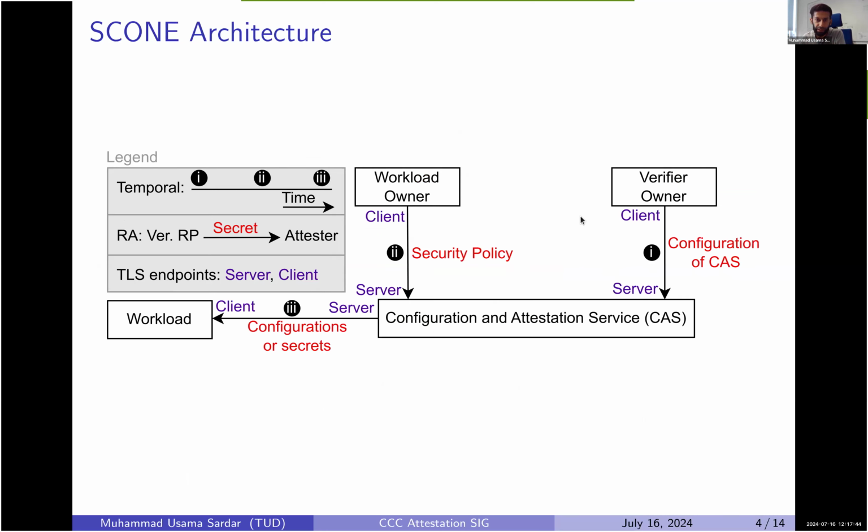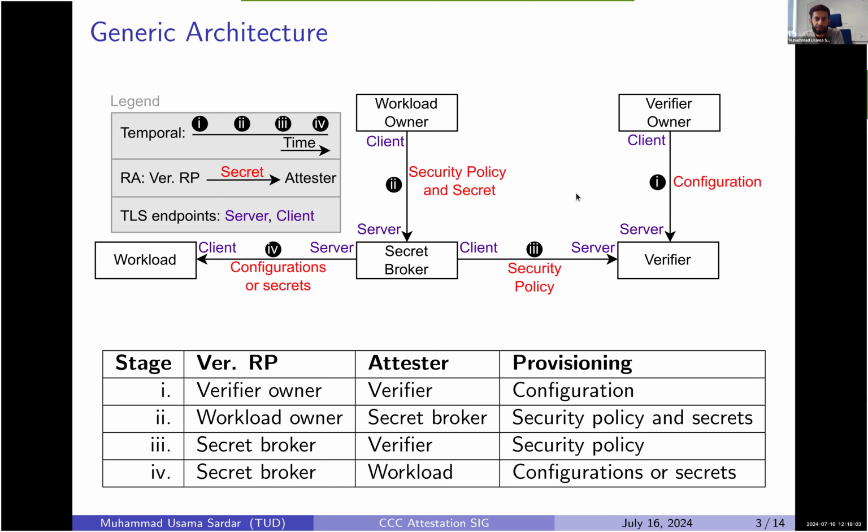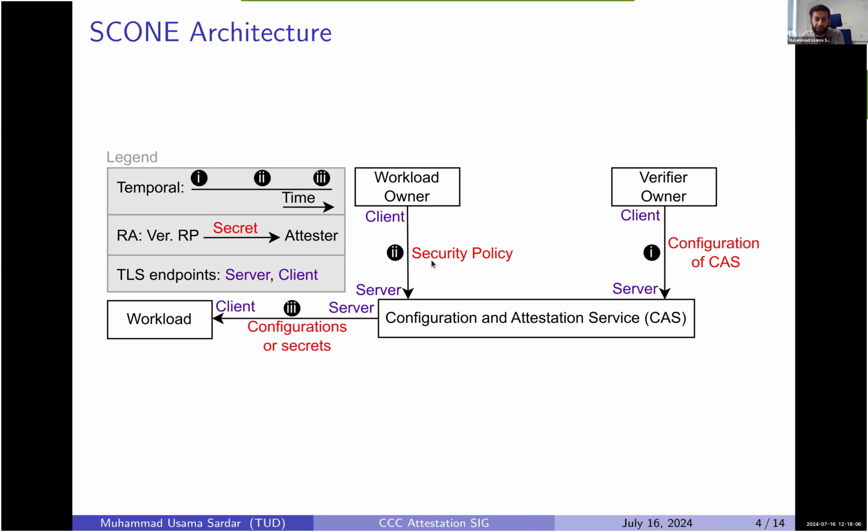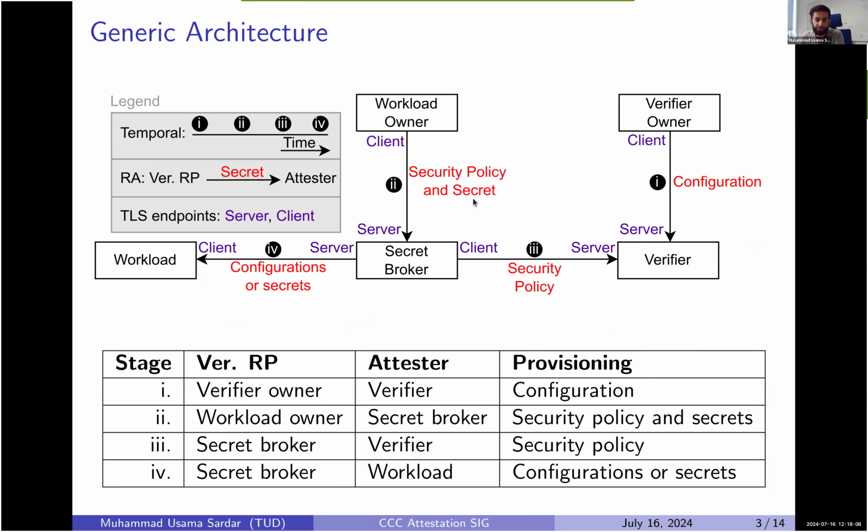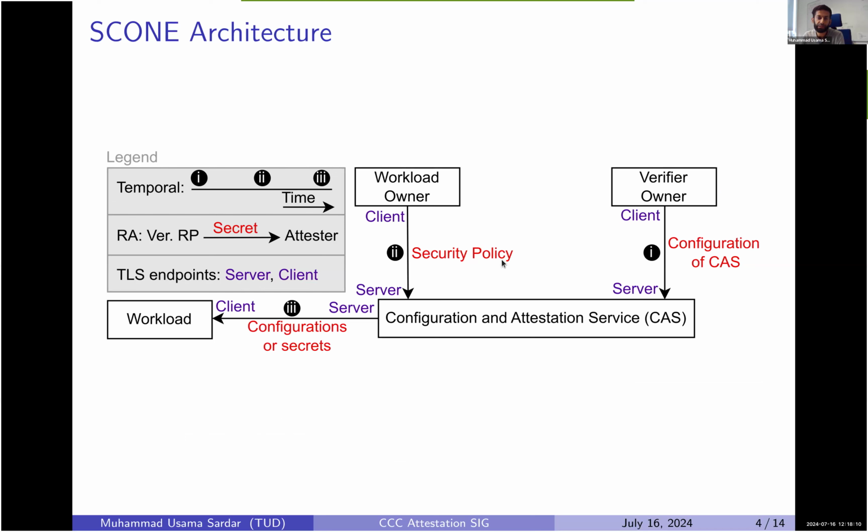So the architecture in that case changes to something like this, where the combination they call the configuration and attestation service. And the rest of the things pretty much remain the same, which is that we have step one, step two. In this case, it's the configuration of the application compared to this configuration. And inside the security policy, they already have the secrets provisioned within. So it's only the security policy, that's just their definition, whatever they call it. So not some technical difference.